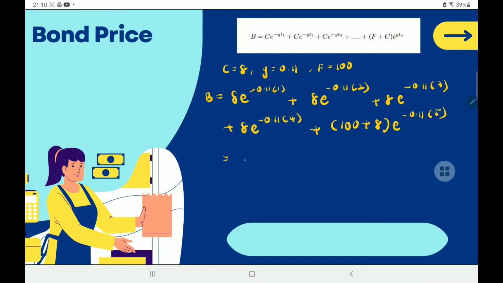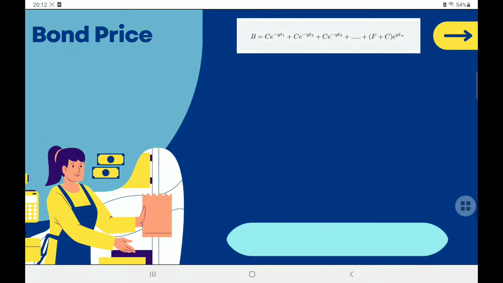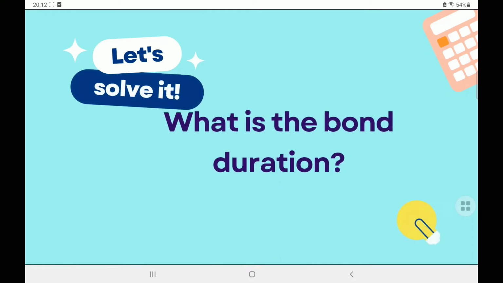Then we will get the value of 86.80. Therefore, the bond price is equal to $86.80. What is the bond duration?